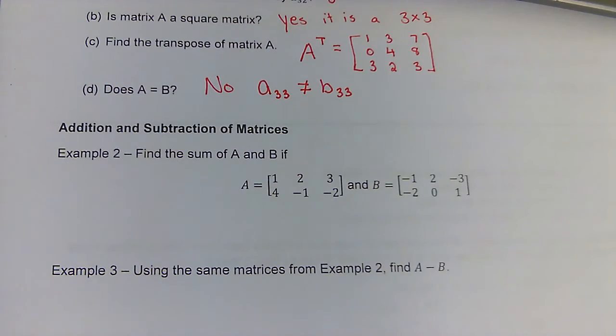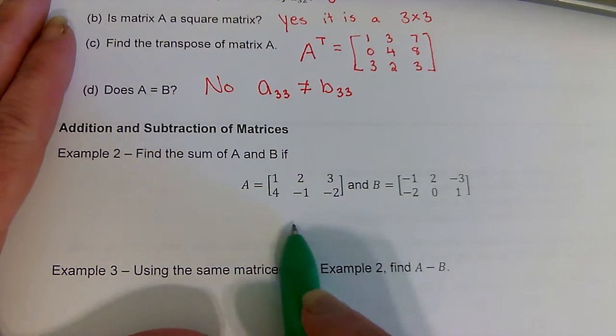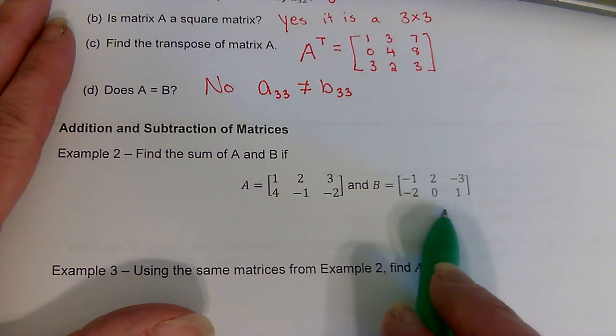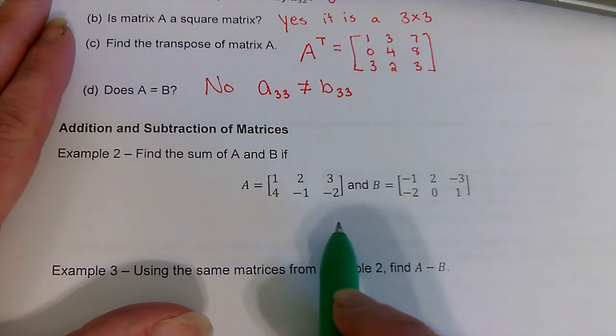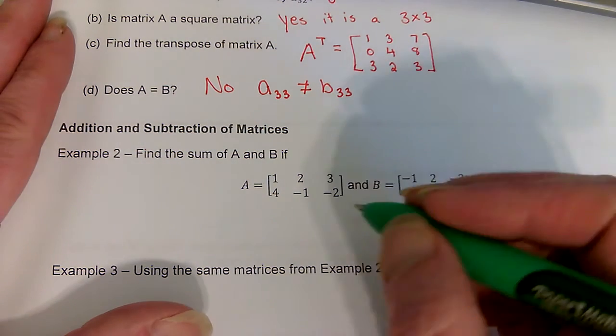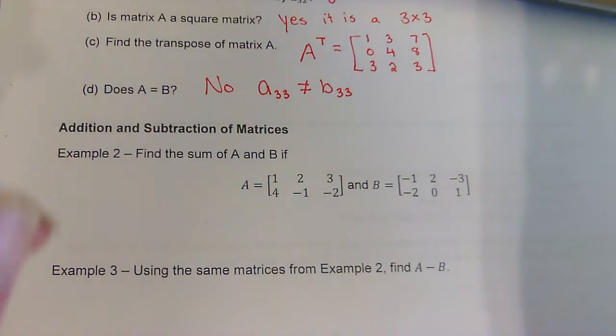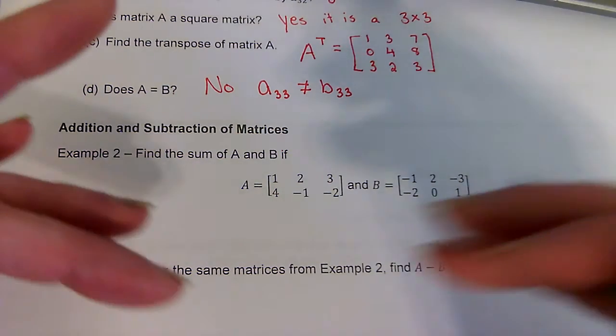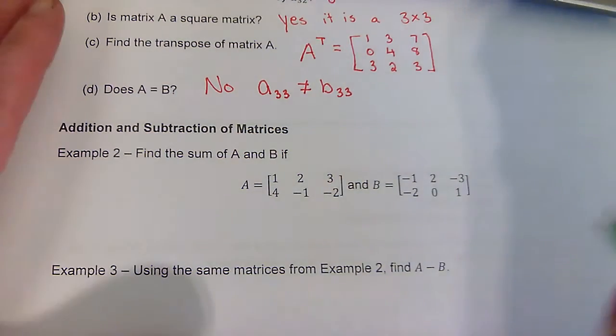Now, adding and subtracting matrices is pretty easy. We will be doing some of this in the calculator, and I will show you how to do that, but adding and subtracting, you don't really need to use the calculator. Let me show you how easy it is. First off, they have to be the same size. Okay? And when we subtract, we are literally just going to subtract like positions. And we're going to add like positions.